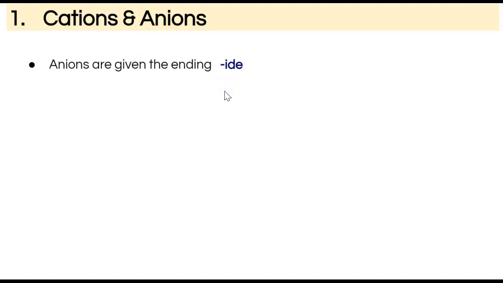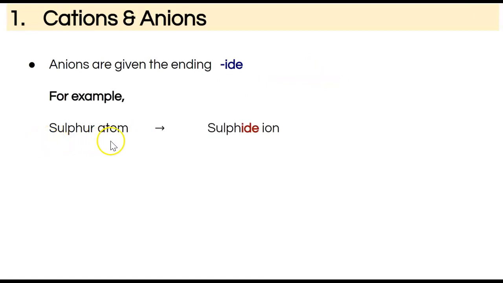Anions are given the ending "ide." For instance, the sulfur atom becomes the sulfide ion. We wouldn't say the sulfur ion, we would say the sulfide ion. In the same way, an oxygen atom, when it gains 2 electrons, will become an oxide ion. That happens only with anions. It does not happen with cations. Cations will keep their name. We're going to see how this becomes important when we get into naming chemical compounds a little bit later on in this unit.